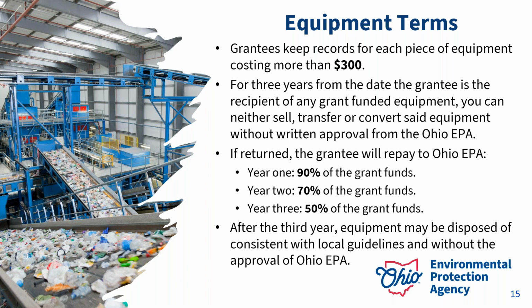If this happens in the first year of the grant award, the grantee is required to repay Ohio EPA 90% of the grant funds awarded, 70% in the second year, and 50% in the third year. After the third year, equipment purchased with grant funding may be disposed of consistent with local guidelines, as well as sold or transferred without written approval from Ohio EPA.